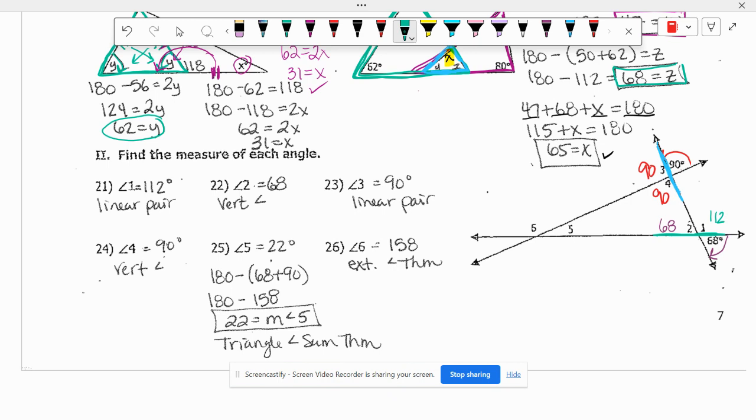And then to find the measure of angle 5, well, the measure of angle 5 is 180 minus 90, which is 90, minus 68, which is 22. And then to find the measure of angle 6, well, angle 5 and angle 6 form a linear pair. So 180 minus 22 is 158.